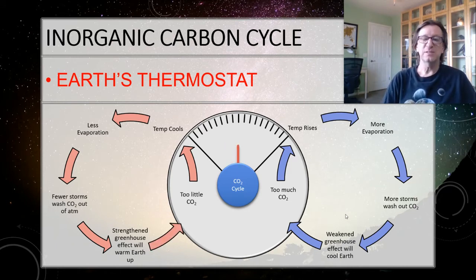And this process has been going on for billions of years. This is what's kept Earth basically the same temperature. Yeah, we've had an ice age. Yeah, we've had some hot times, but it's really not varied that much when it comes down to it. And so this keeps our climate stable. So this inorganic carbon cycle is responsible for keeping the Earth's climate completely stable.